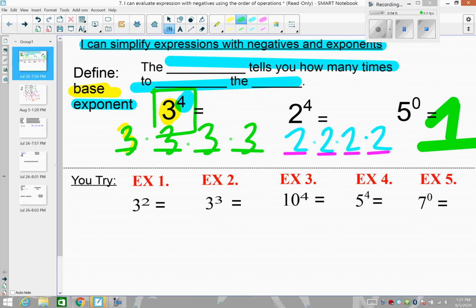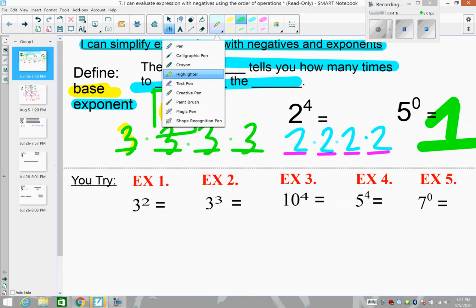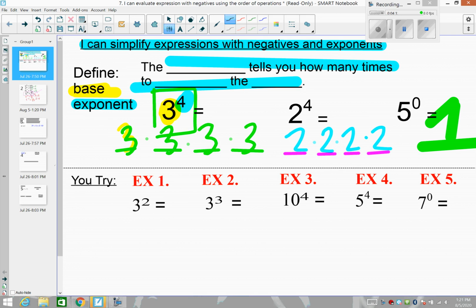So if that's confusing to you, I understand. Now, in the you try section, we're actually going to do that together. I'm not going to ask you to solve those. I don't want you to put in your calculator. I want you to understand what is the purpose of the base, what is the purpose of the exponent.